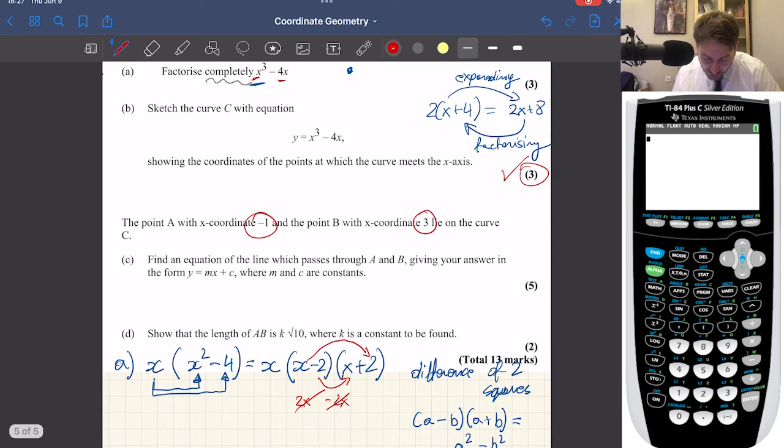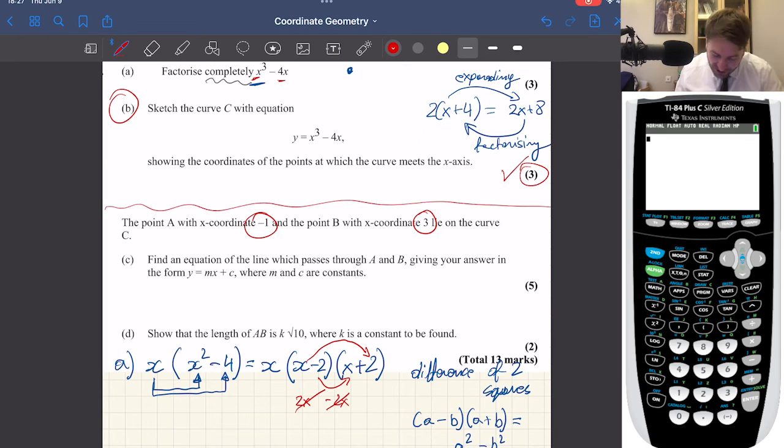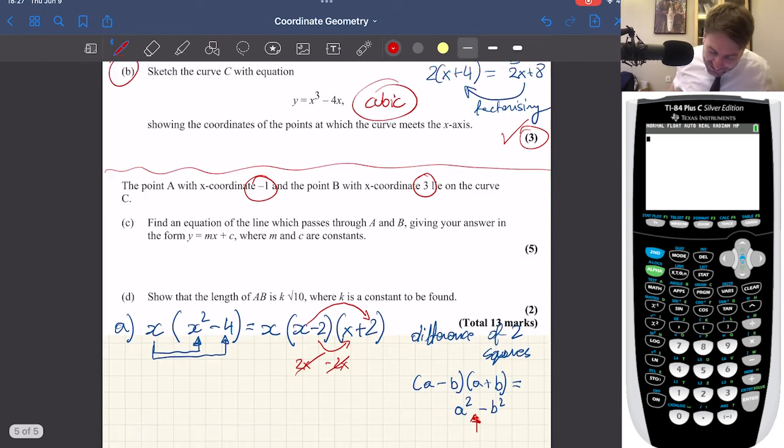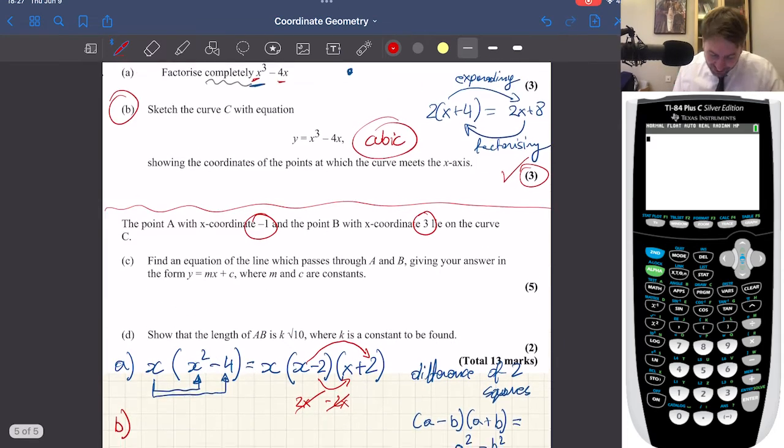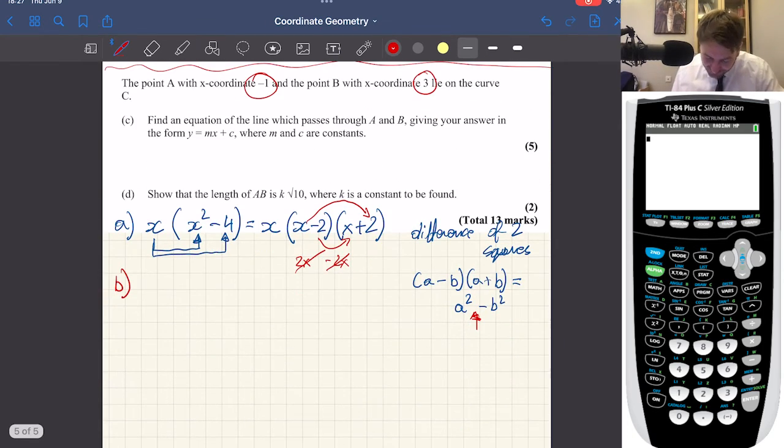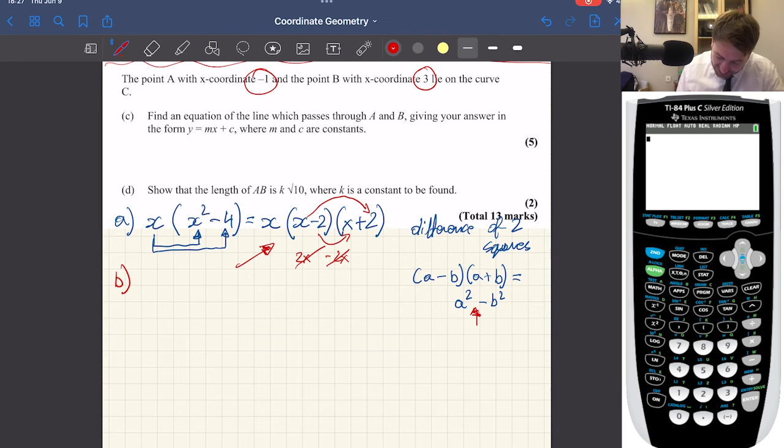So, wait a second. We still need to sort out B. There we go. So we need to sketch this. This is a cubic graph. Right, so we got a cubic graph for B. Cubic graphs, we're going to use what we just have learned here. Now, cubic graphs, they are quite specific.